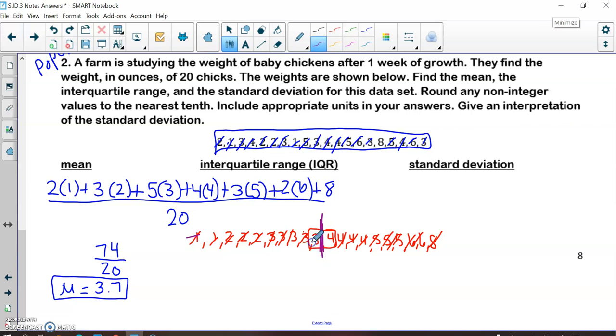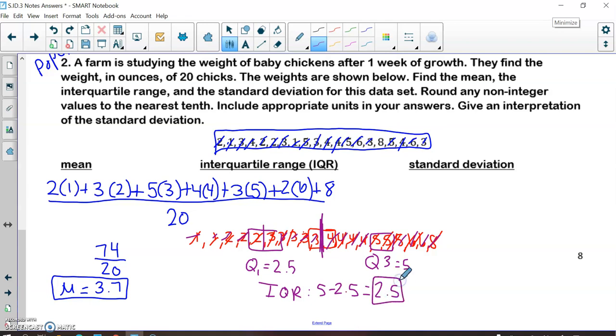And now doing the first quartile, I wind up with that being in between 2 and 3. So my quartile 1 is 2.5. And my quartile 3 is in between 5 and 5, so my quartile 3 is 5. So my IQR is going to be 5 minus 2.5, which equals 2.5.